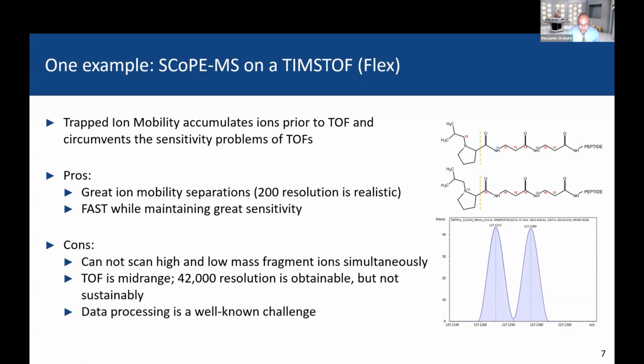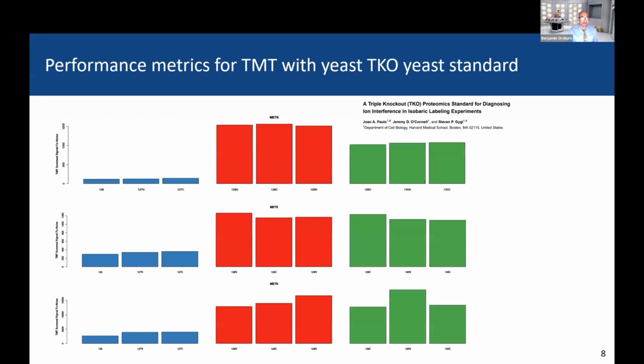And I think it's always worth noting here that data processing is a well-known challenge. It's improving, but it may at this point be a little understated how hard it is to work with this data. So if you're going to set up SCoPE, you should first figure out on a new instrument how to get really good TMT. And there's no better way to start, in my opinion, than the triple knockout standard from Harvard. You can get this from Pierce, and then you can run it on your instrument and optimize things and change things. And then you just upload your data in their beautiful little shiny app at Harvard, and you can make these comparisons.